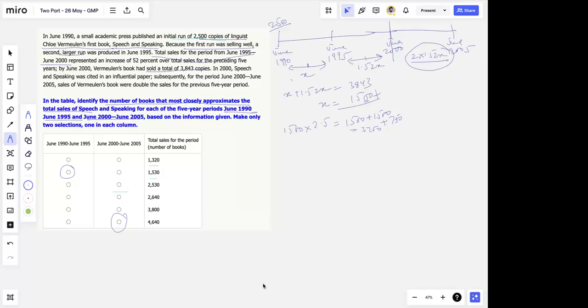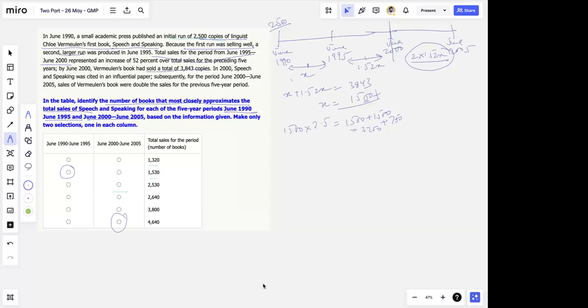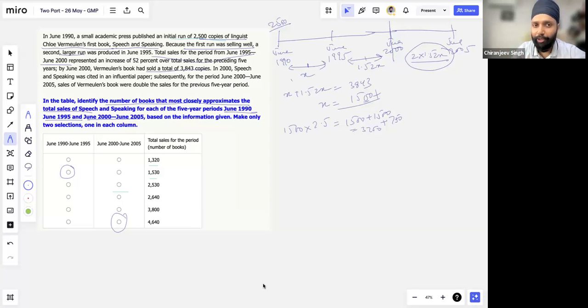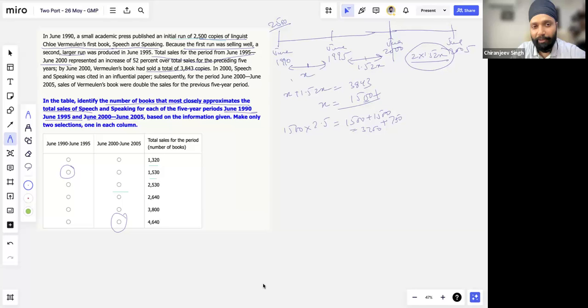I don't know, sir. When I started doing it with paper and pen, then I really got what the question was saying. So again, you did not realize that it first talks about production, then talks about total sales. You were calculating 52% of the production itself. Yes, sir. Okay, good.